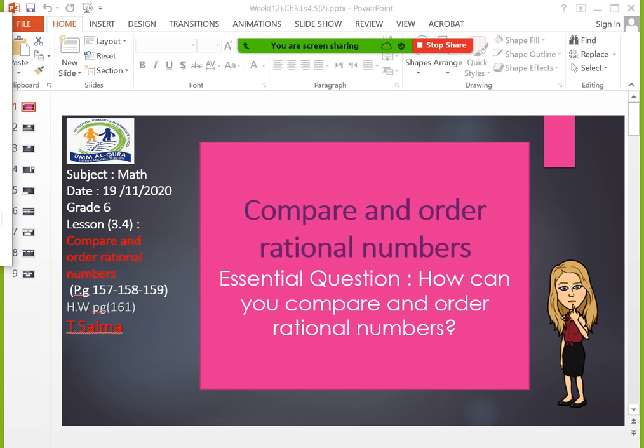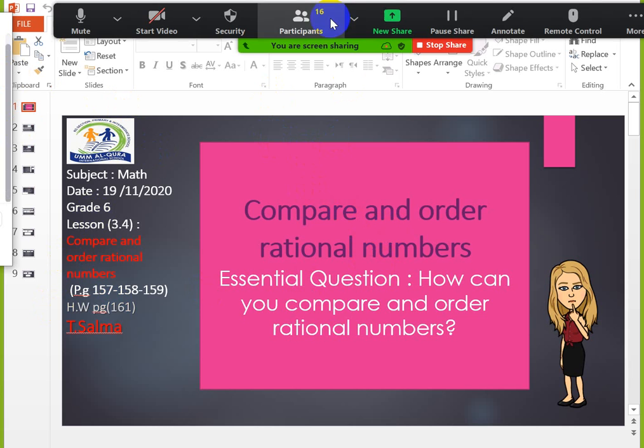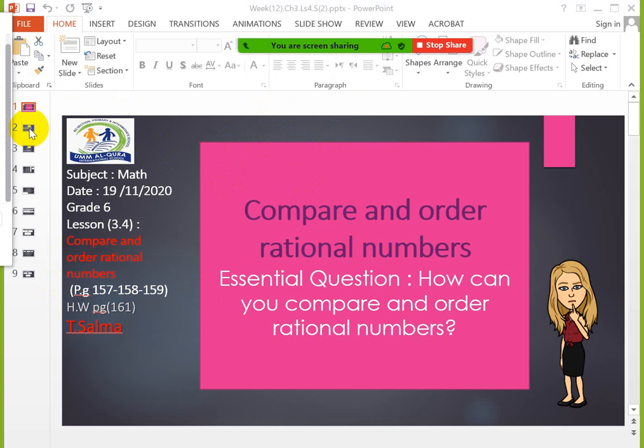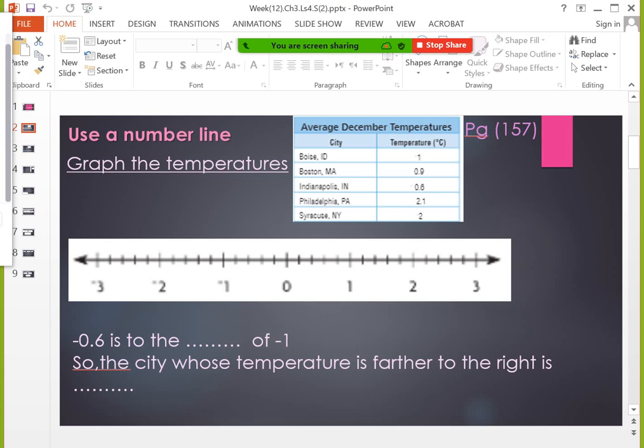So, girls, today we will talk about how to compare and order rational numbers. Let's see how we will compare between rational numbers. As we said with integers, the perfect strategy to order or compare numbers is to use a number line. Of course, don't compare without a number line by depending on your mind.